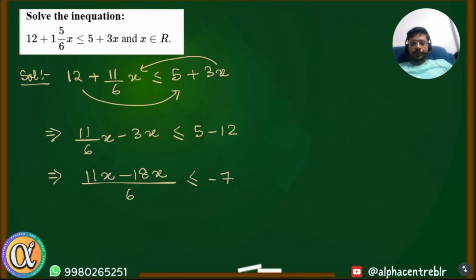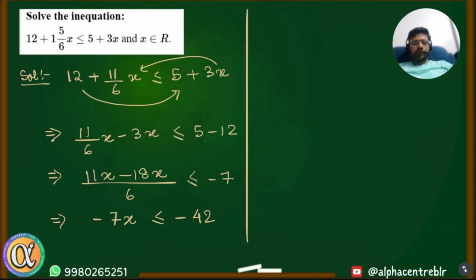Then we take the 6 to that side and multiply. So minus 7x is less than or equal to minus 7 into 6, so minus 42. x is less than or equal to minus 42 upon minus 7. Then we cancel the minus, and 7 sixes are 42. So x is less than or equal to 6.